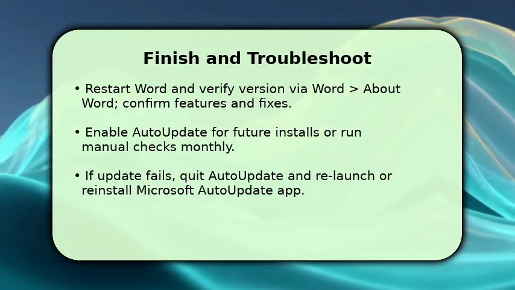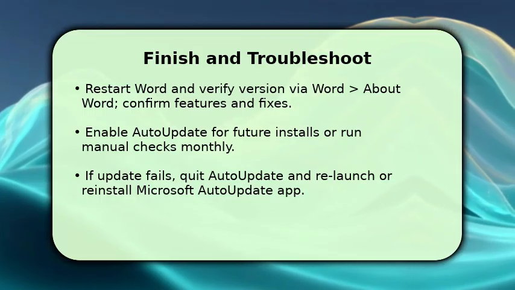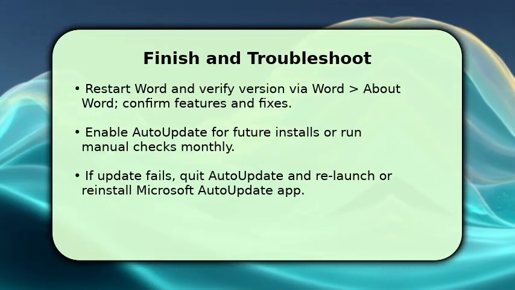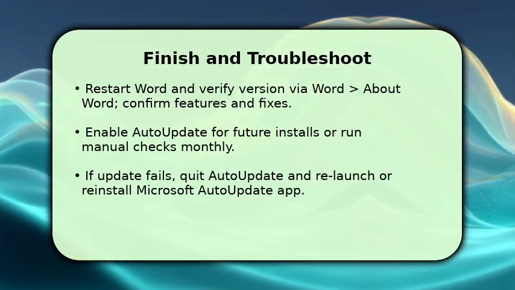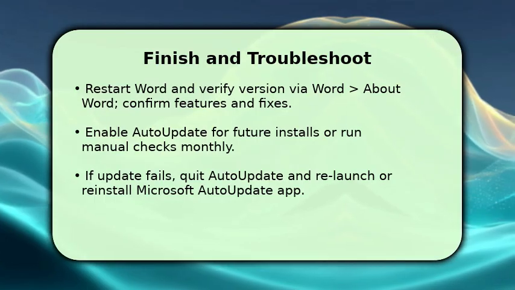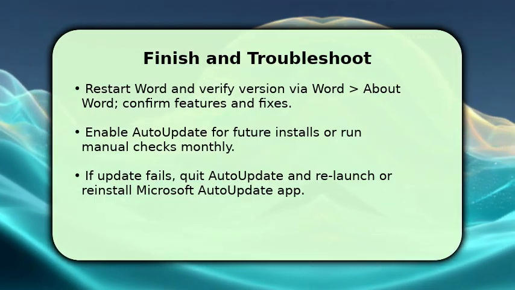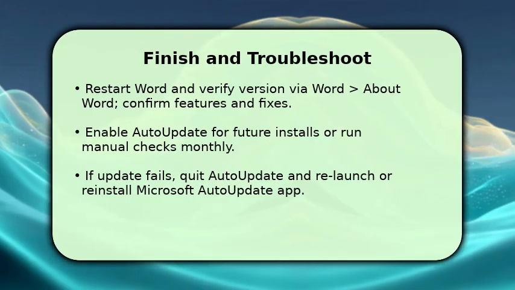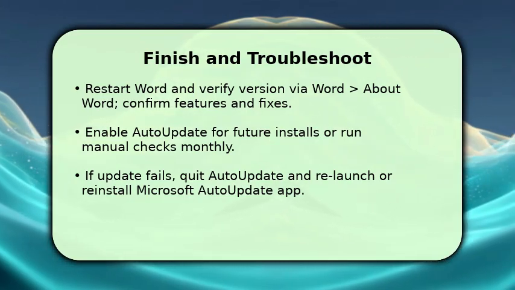If something goes wrong, try quitting and relaunching Microsoft Auto Update first. If that fails, reinstall the Microsoft Auto Update app. This single troubleshooting step often clears corrupt updater caches and lets you retry the update without a full Office reinstall.